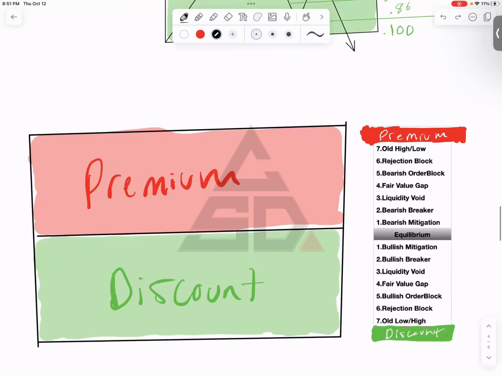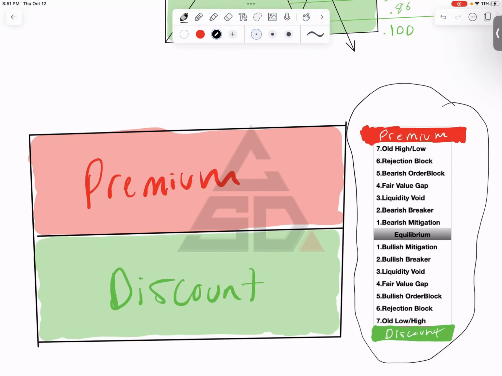Right here is basically, take notes, guys. This is a bigger drawing of the premium and discount. And this over here to the right is the concepts that you probably have heard about on the internet, and have learned through ICT and different people. What it is, the equilibrium is in the middle, as you can see.